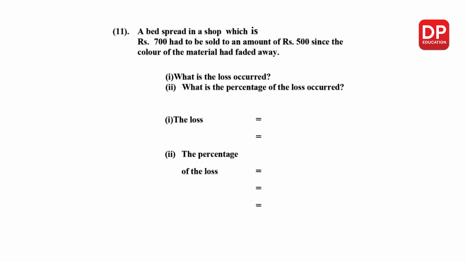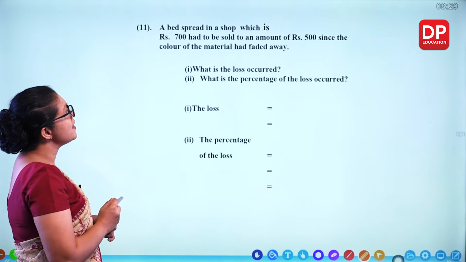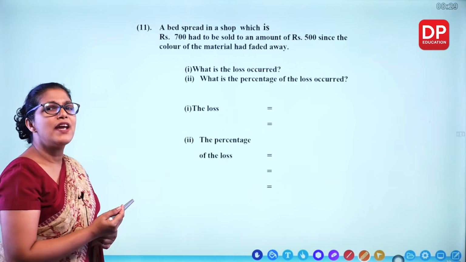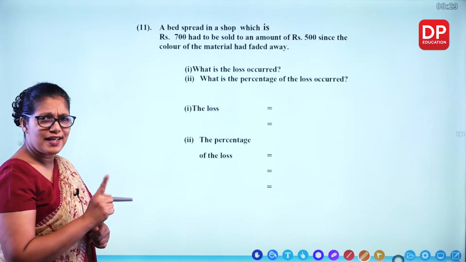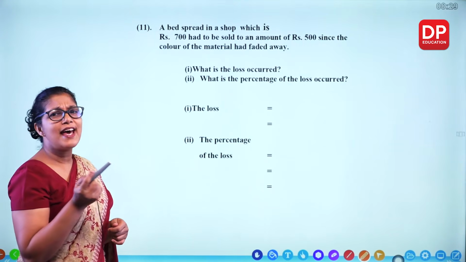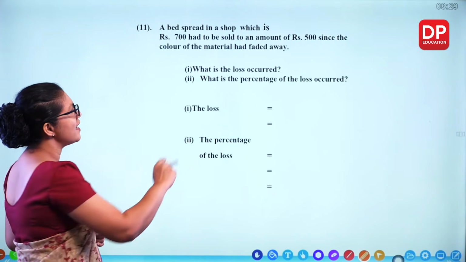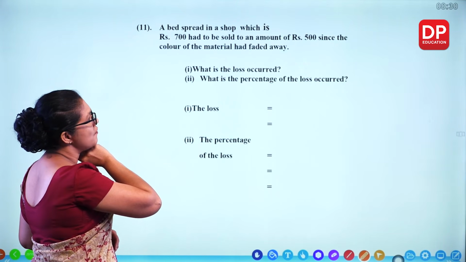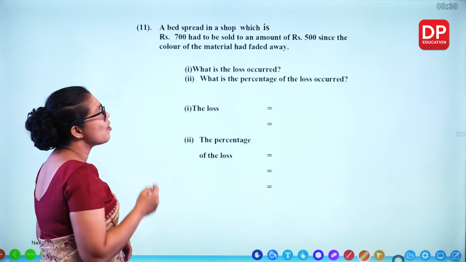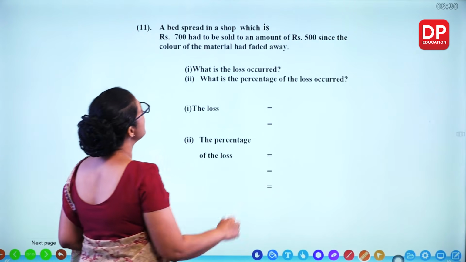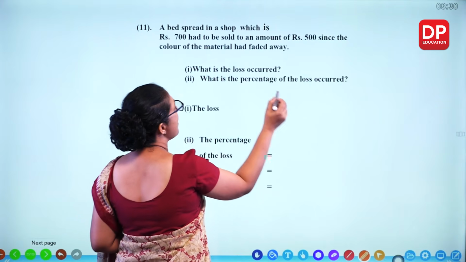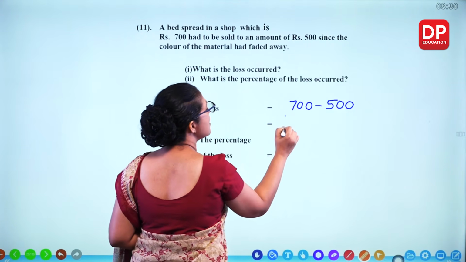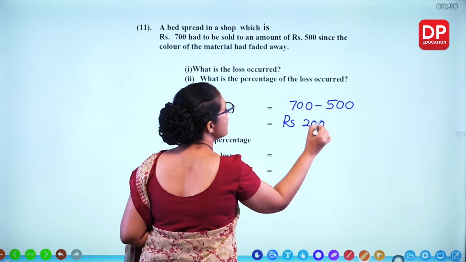Look at this one. A bedspread in a shop which is 700 rupees had to be sold for an amount of 500 rupees since the color of the material had faded away. So actually what happened here? The selling price is less than the buying price, so you get a loss. They are asking to calculate the loss value and the percentage loss. So how do we find the loss? The difference between the two values. The buying price is 700 and the selling price is 500. So the difference is 200 rupees. So a loss of 200 rupees.